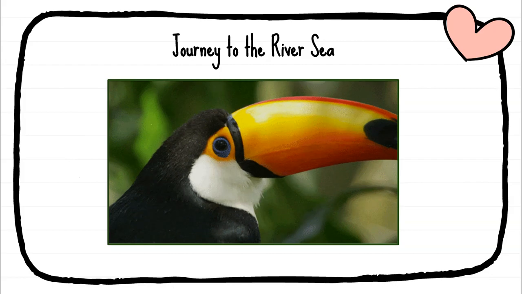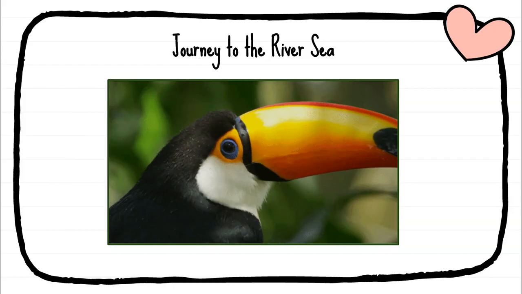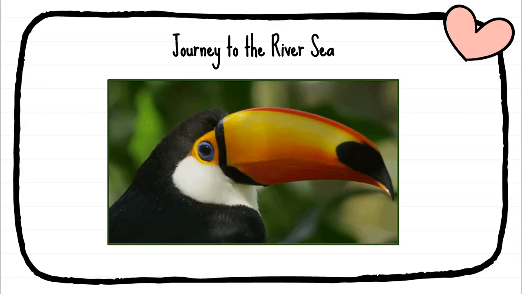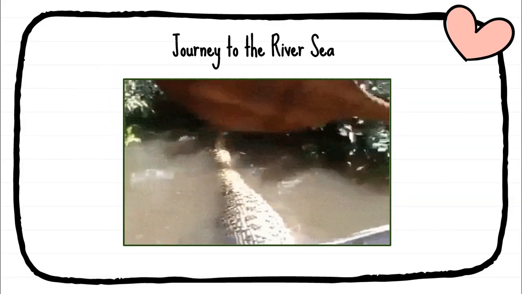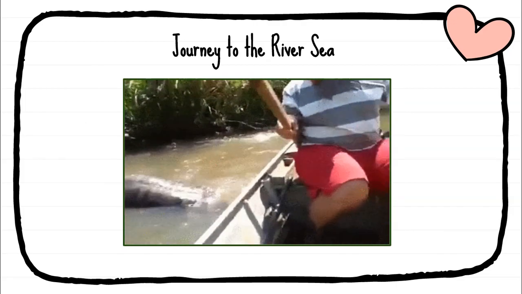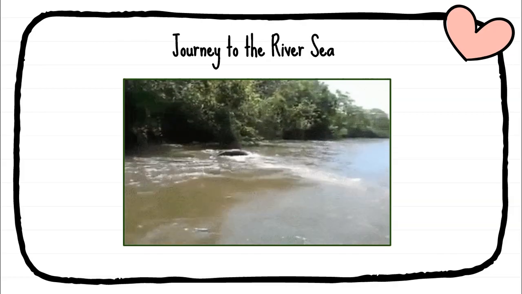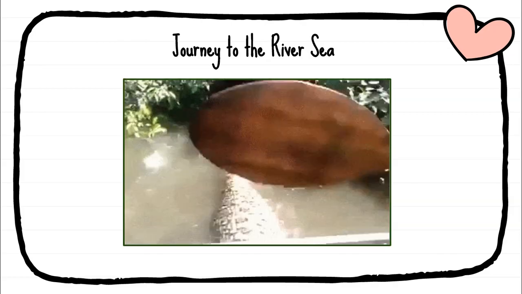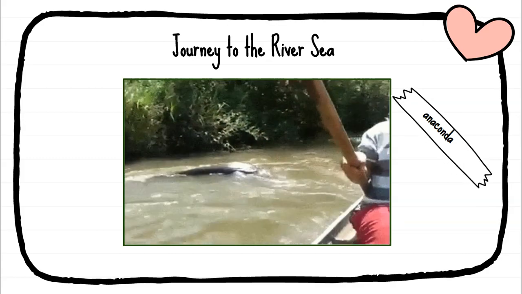Do you remember the name of this one? I wonder if you know the difference between the two birds. Right, the one with the long yellow or red beak is the toucan. This slightly terrifying creature that is able to swim as well as go on land. Did you remember that it's called an anaconda?